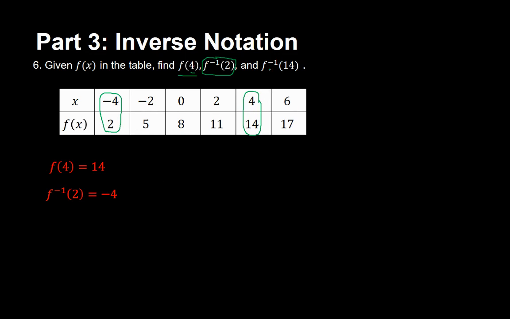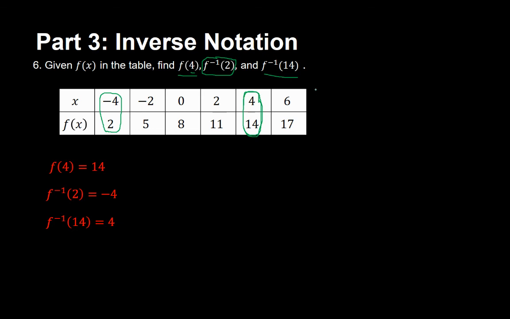Here, let's try that one more time. So this last one is saying the inverse of f of 14. So remember, we're looking at the inverse, and that means we're switching the inputs and the outputs. So 14, we're looking at the output. What was the input to give us 14? It was 4.